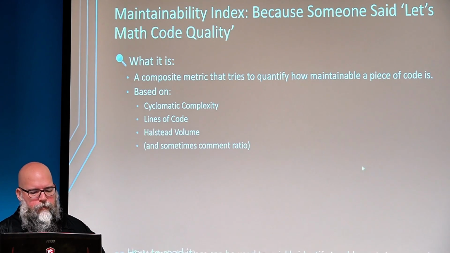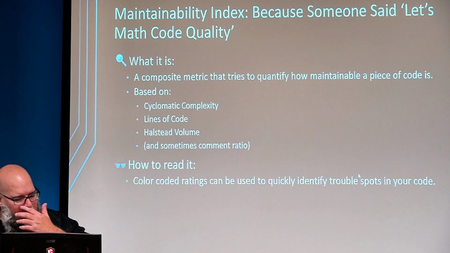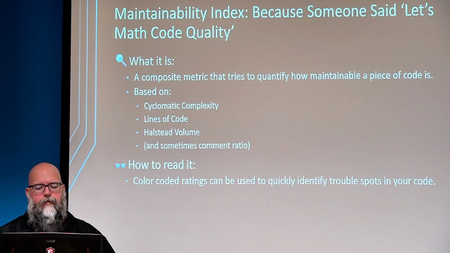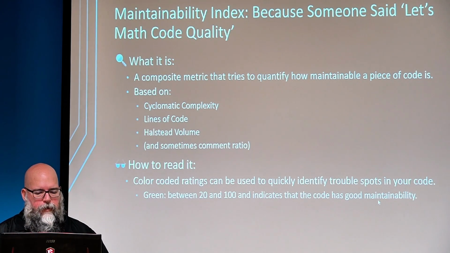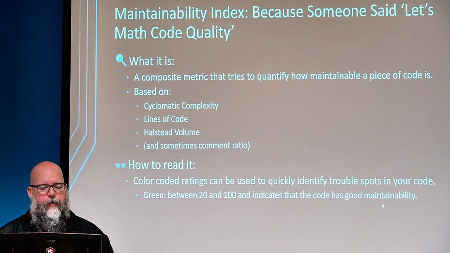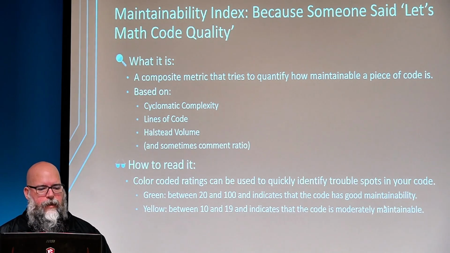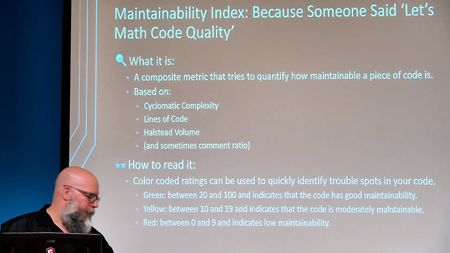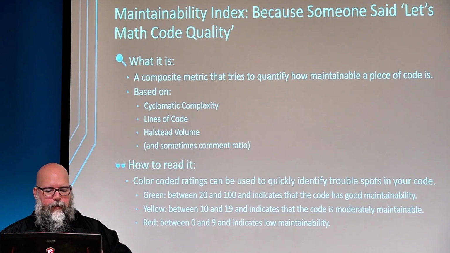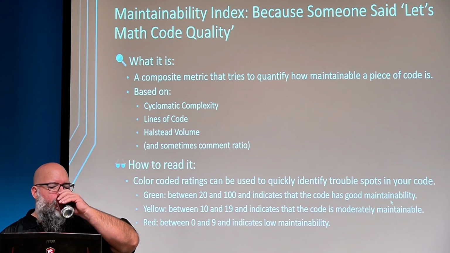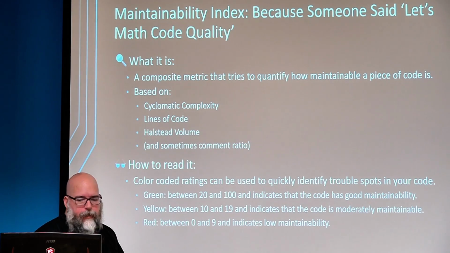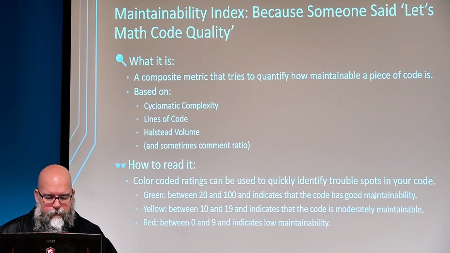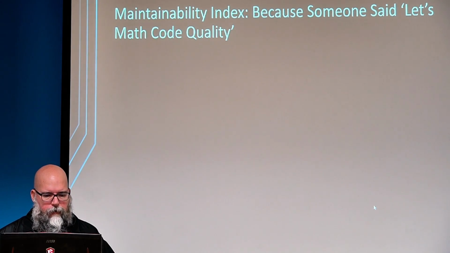Microsoft uses color-coded ratings, so it can be used to identify trouble spots in your code quickly. So green is usually between 20 and 100. Yellow, 10 to 19. And red, we need to have an intervention. And I wish I would have gotten the maintainability. Oh, I do have the maintainability index for those metrics we were looking at a while ago.